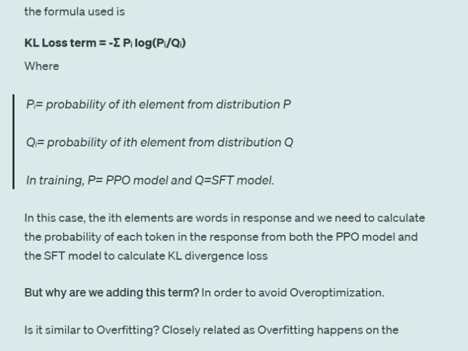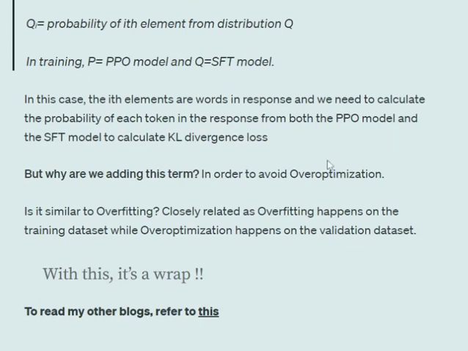Do remember that the PPO model was a copy of the SFT model, so we are maintaining two copies of SFT. One is the original SFT that we use to calculate the KL loss term, and the other is the PPO model that we are training. We are not training this SFT model; we are keeping it constant. We are training the PPO model, which is the copy of the SFT model. In this way, the KL divergence term is also calculated. So the loss term consists of PPO loss as well as KL loss. Now, why are we adding this term? In order to avoid over-optimization. It is very similar to overfitting, where overfitting happens on the training data set, and over-optimization happens on the validation data set.